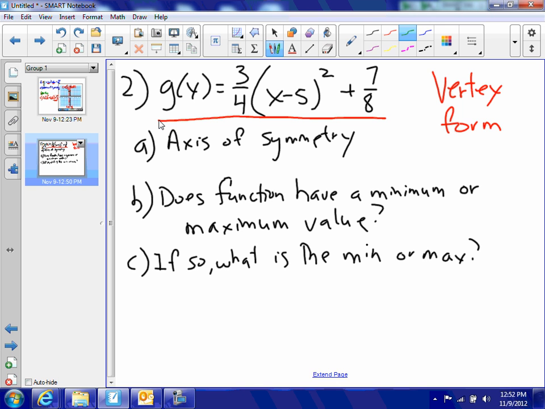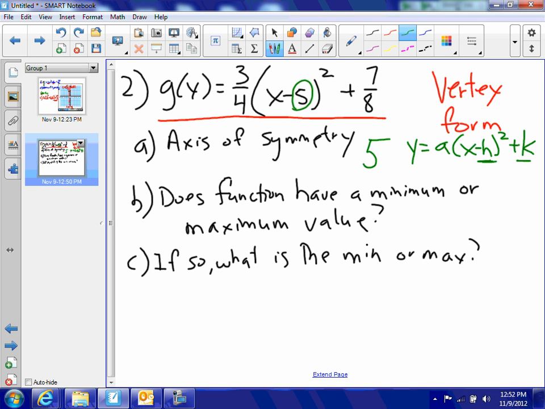Well, vertex form is y equals a times (x minus h) squared plus k. And our vertex is (h, k). And we know that the vertex lies on the axis of symmetry. So if our h, that is our x value, our horizontal value, is 5, and note that it's not negative 5 because it's x minus h, and x minus 5, our axis of symmetry is 5.